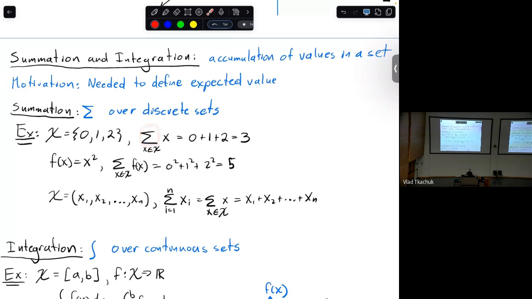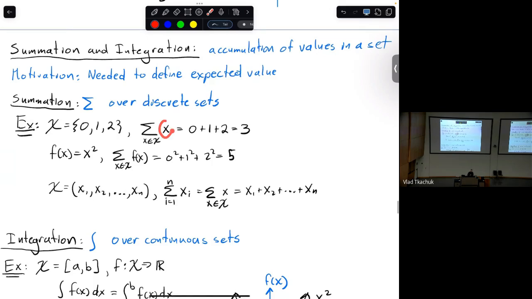It's this capital sigma, I guess, is what the symbol is, and it means sum. Then you have to define what objects you are summing over, and that's put in the subscript like this. So you're summing over all of the elements of the set X, which in this case would just be 0, 1, and 2. You get 3.